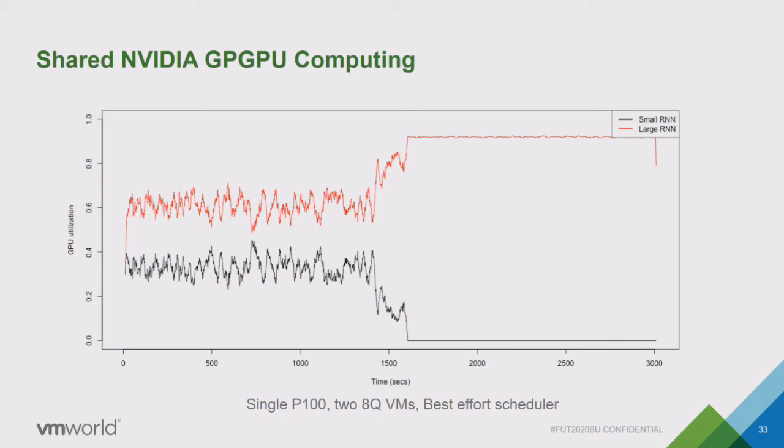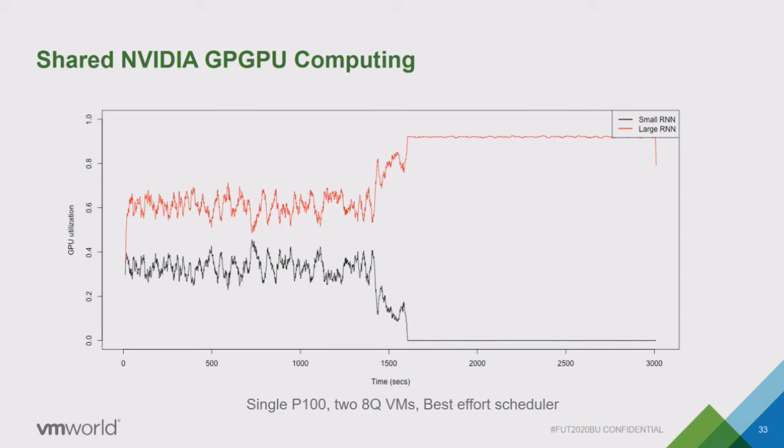You can see in the first phase on the left, where we're looking at GPU utilization on the y-axis and time on the x-axis, that as they're both running at the same time, the smaller job is getting about 35% of that GPU, and the larger job is getting about 65%.